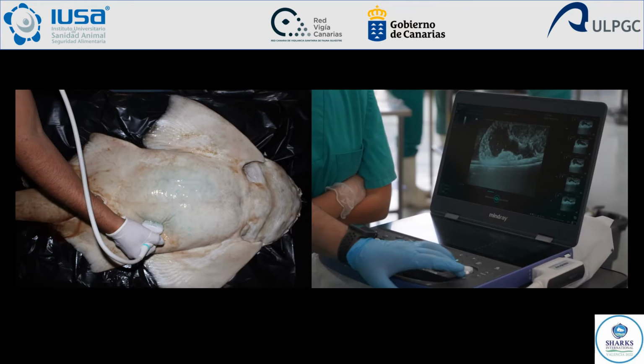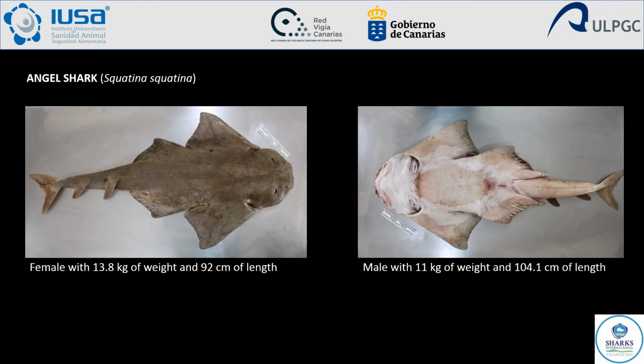There are few studies on the imaging diagnostic technique of these elasmobranchs. For this reason, the goal of this work was to carry out an ultrasound imaging atlas on the anatomy of the coelomic cavity of these animals.